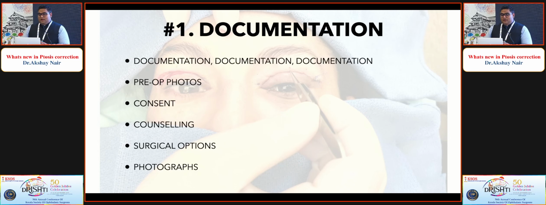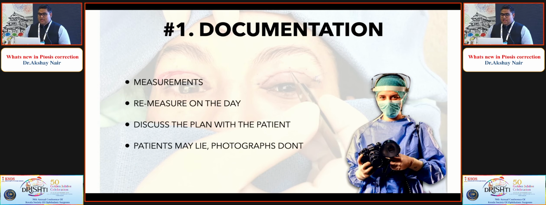So my rule number 1 is documentation. Every visit of any patient, not just ptosis, I always take photographs. The entire preoperative session includes pre-op photos, counseling, when I discuss surgical options, and again photographs on the day of the surgery as well. And I always recheck measurements. This also helps you to streamline your plan, confirm your plan on the day of the surgery. Because patients will sometimes come and tell you after ptosis surgery there is absolutely no difference before and after. And patients may not appreciate or understand the difference. Patients may lie, but photographs don't. So always document.